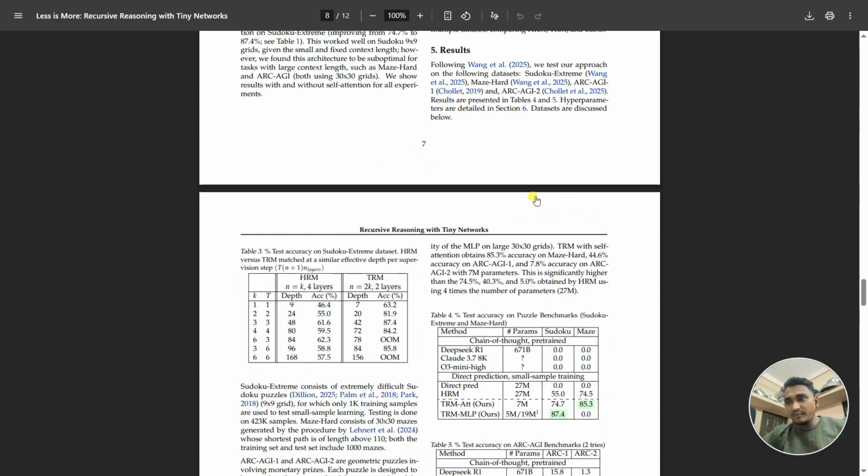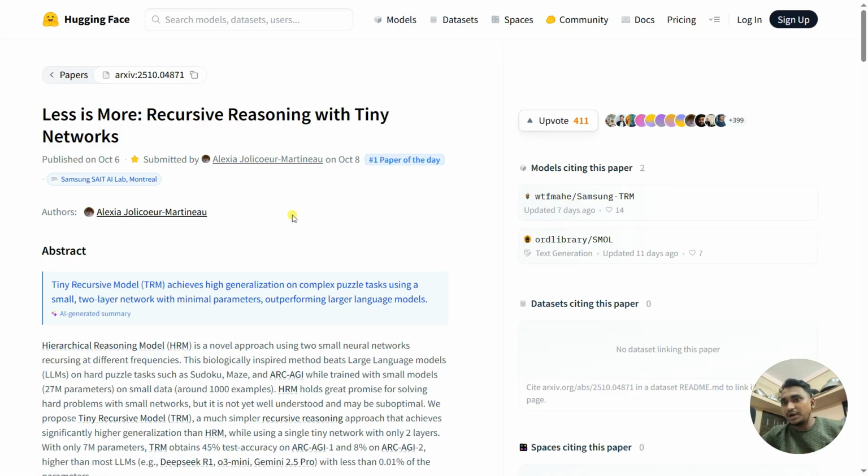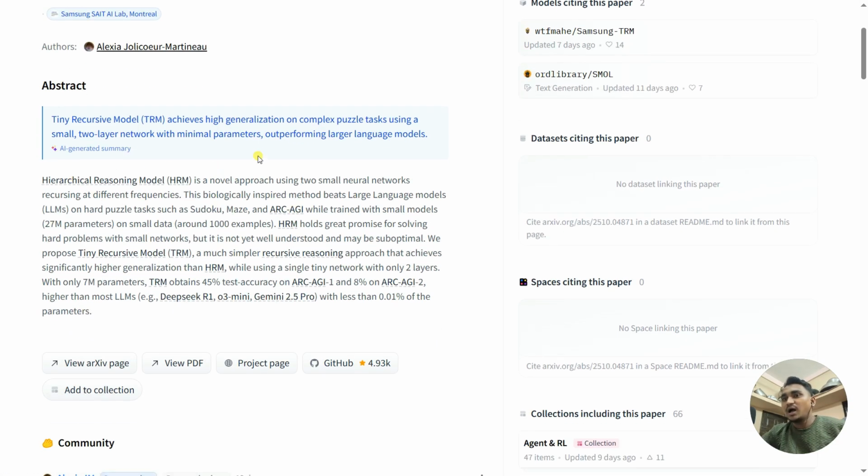Okay, if I go to Hugging Face, you can see "Less is More: Recursive Reasoning with Tiny Networks." You can see that one line: the hierarchical reasoning model, HRM, is a novel approach using two small neural networks recursing at different frequencies. This biologically inspired method beat large language models (LLMs) on hard puzzles such as Sudoku, Maze, and ARC-AGI.